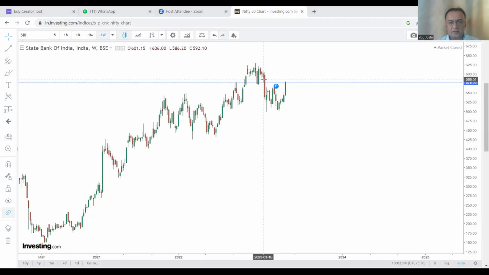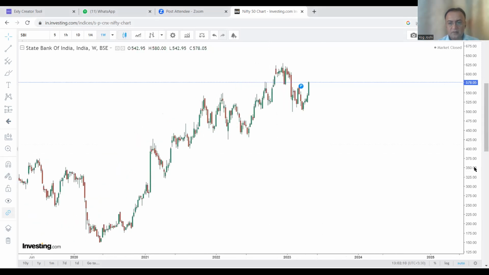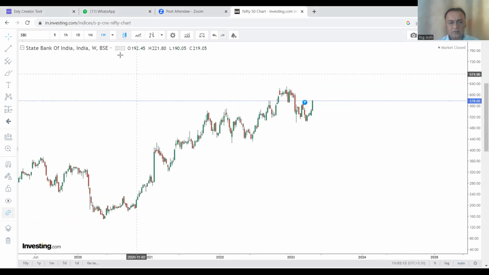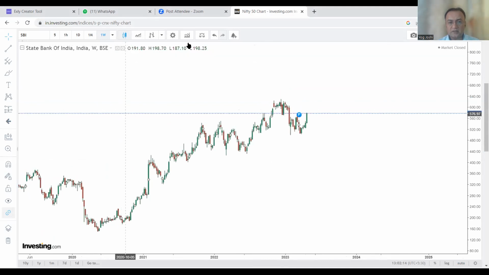See, this is the SBI. This is the chart of the SBI bank. Now we discuss all these things first in the weekly chart. See, this is the support area. You can say this is the demand zone.